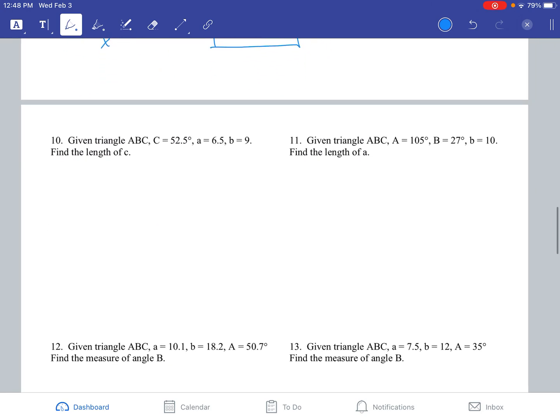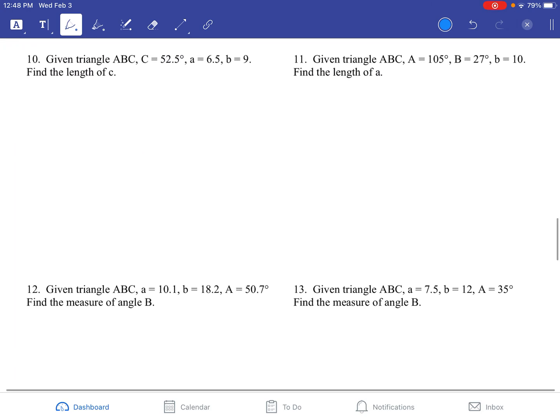All right. Moving on. Now we get into the laws of sines and cosines. Again, for each of these problems, you're looking for a pairing, an angle with its corresponding side. Okay. And number 10, we have angle C, side A, and side B. There is no corresponding side and angle, thus it must be the law of cosines.